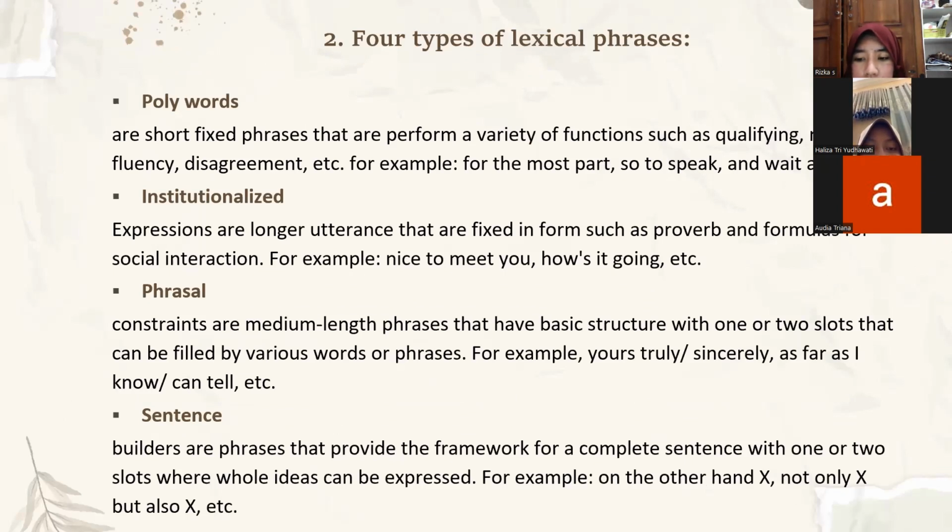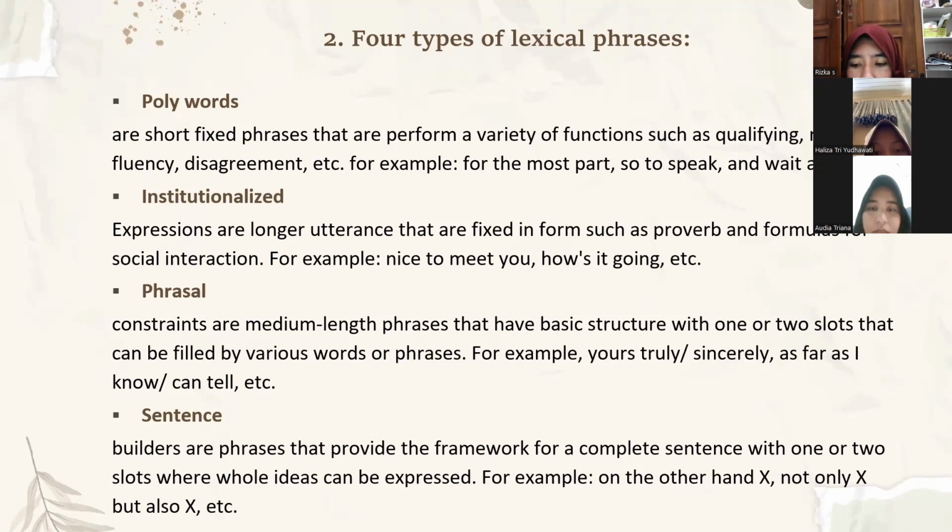And the last is four types of lexical phrases. The polywords are short fixed phrases that perform a variety of functions such as qualifying, marking fluency, disagreement, and others. For example, for the most part, so to speak, and wait a minute.